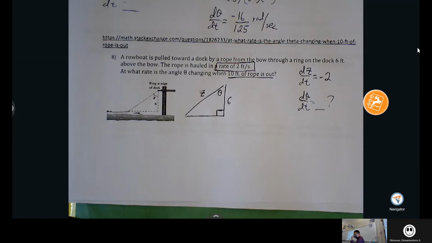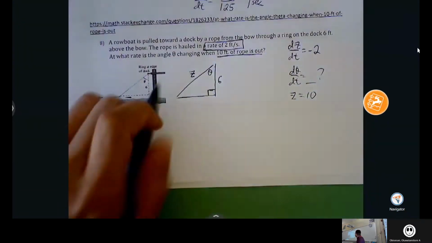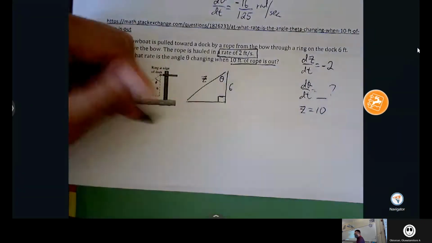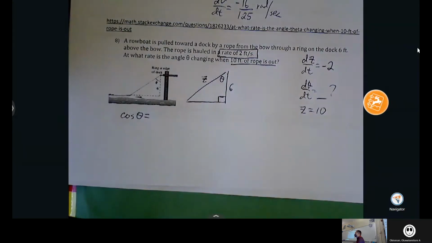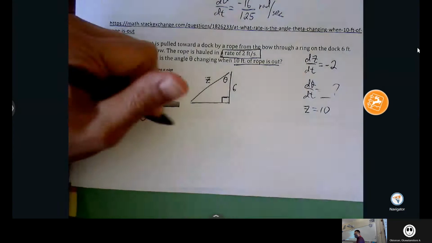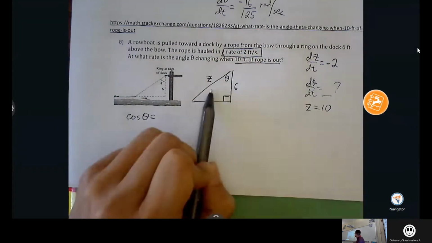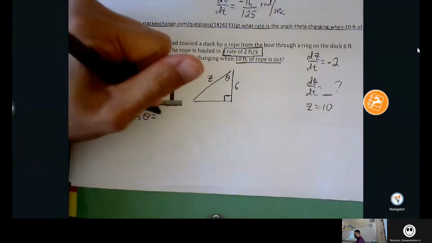x. We don't have x in this problem though. No, wait. z. So now we have to make a decision. Which trig function are we going to use that will hit theta, 6, and z? Maybe cosine. Yeah. Cosine theta equals 6 over z. But the thing is, we don't want to put in the 10, because that would mean the rope stays 10 feet the entire time, which is not the case, right? So that 10 is going to help us later on, but not in the beginning.